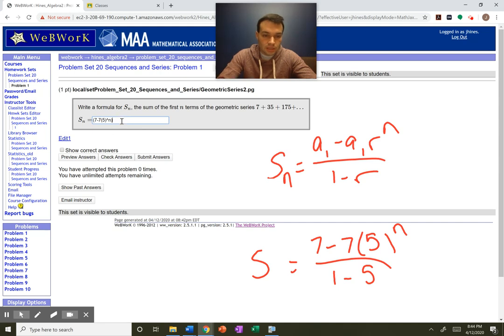Parentheses divided by another set of parentheses, 1 minus 5. The whole numerator has to be in parentheses and the whole denominator has to be in parentheses. So that's the tricky thing when typing into WebWork.